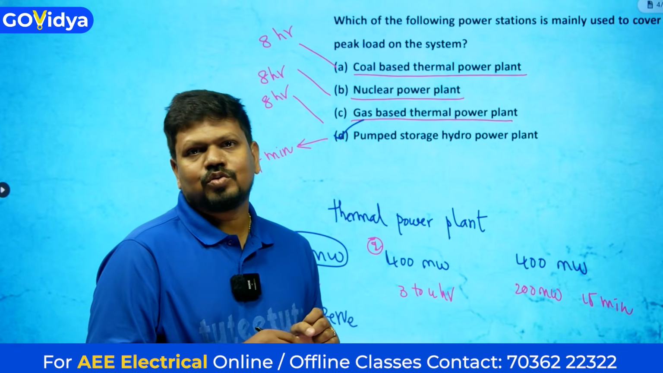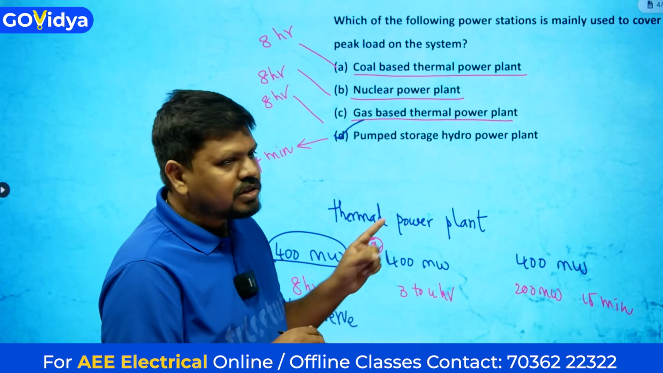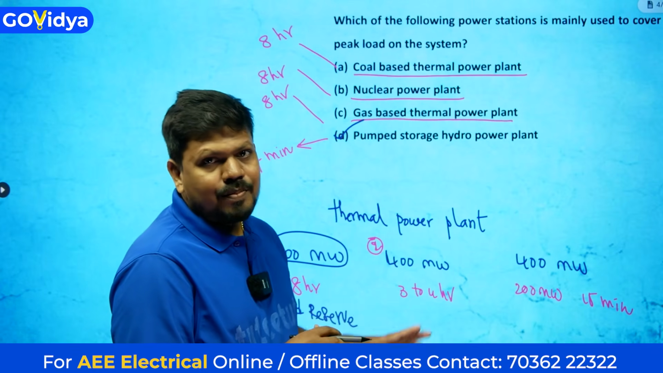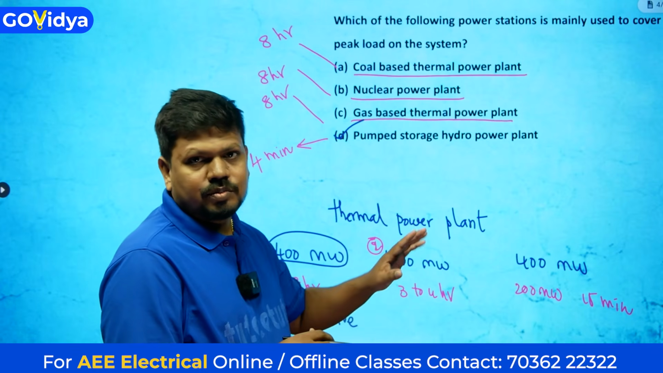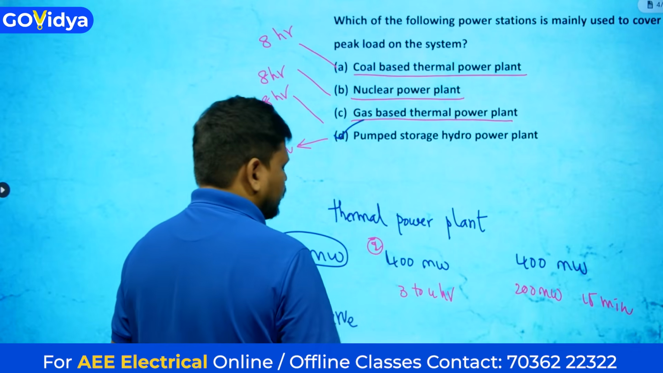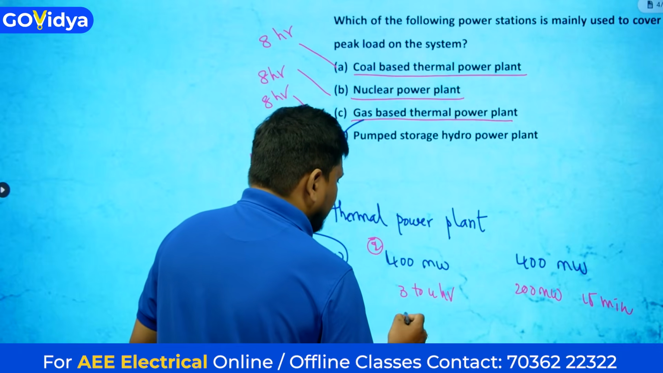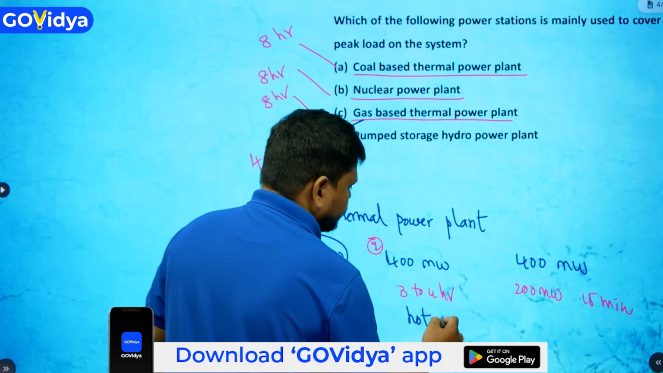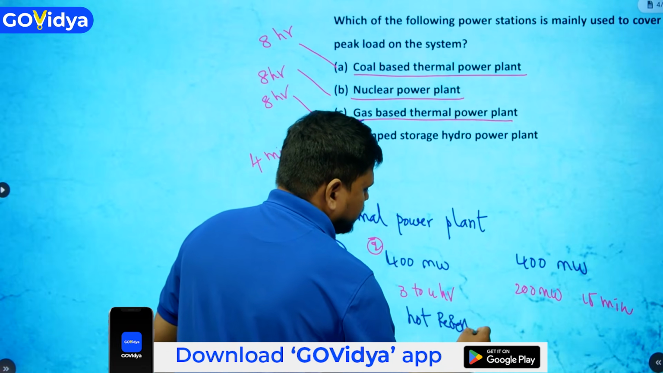Next, this kind of reserve, where the boiler is already prepared but temperatures we could not build immediately. Superheaters need to work and our DM plants need to work. Water has to be accepted. So for building temperature and pressure, it will take at least 3 to 4 hours. This kind of reserve is called hot reserve.